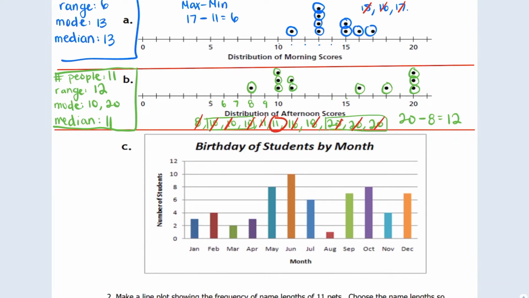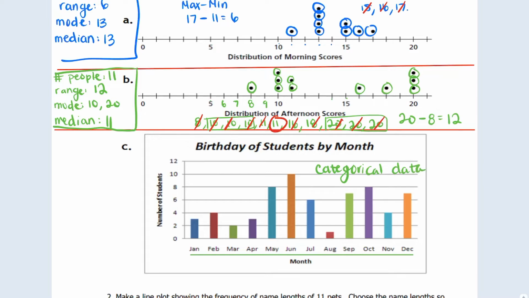All right. Let's take a look at this one. So this chart shows us birthday of students by month. Take a look at the information given along the x-axis here, or the bottom line here. Are those numbers? Not so much. This is a graph that shows us categorical data, and this is what we talked about most recently.